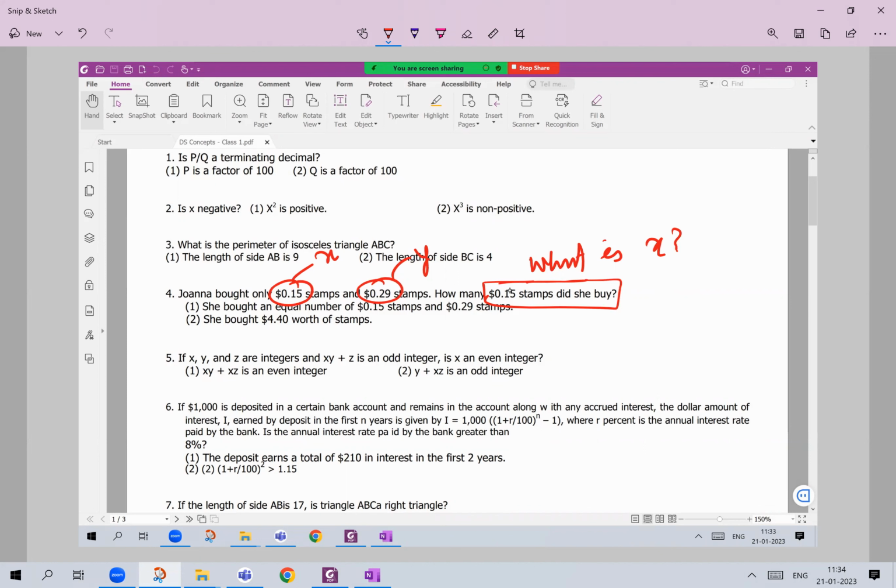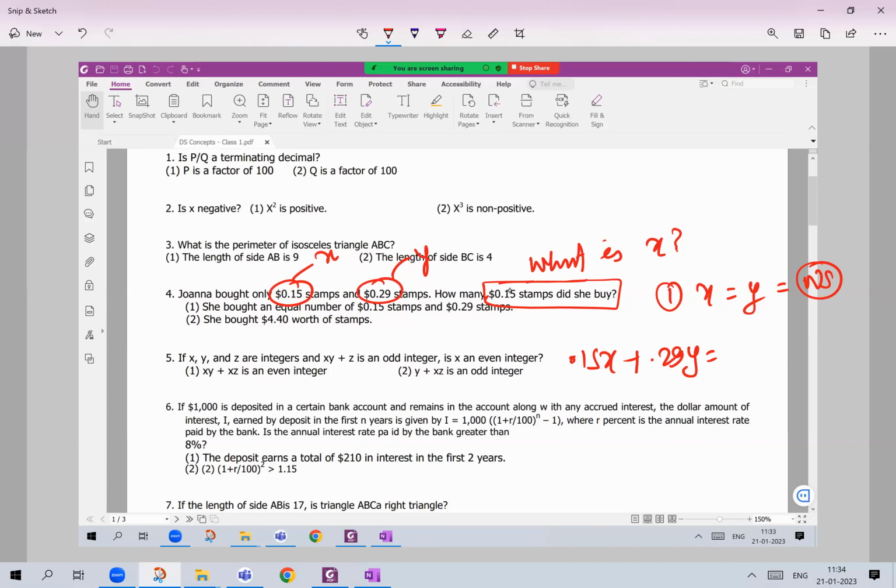Now, option number 1 says he bought an equal number of 0.15 stamp and 0.29 stamp. So option number 1 says X is equal to Y. That's it. But X is equal to Y. What is the number it could be here? It could be 10, 15, 20, 30, 40, whatsoever. So I can straight away say this is not sufficient. Second says he bought 4.40 worth of stamp. It means what? 0.15X plus 0.29Y is equal to 4.40. Simple logic.